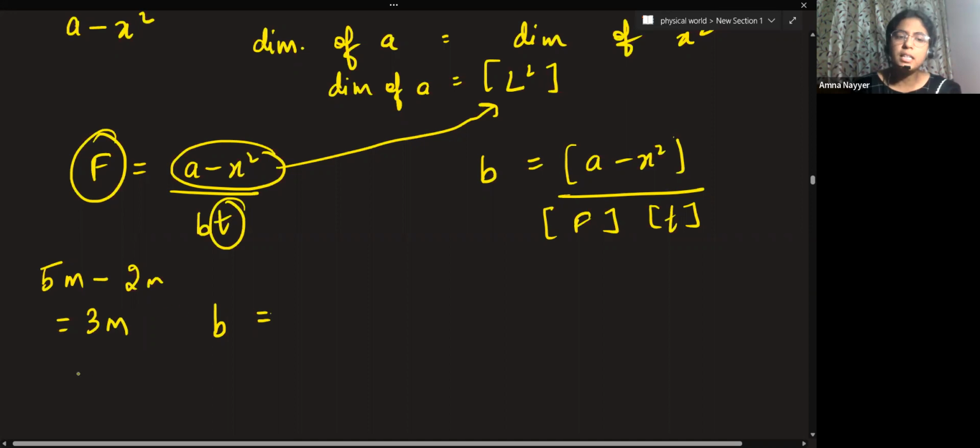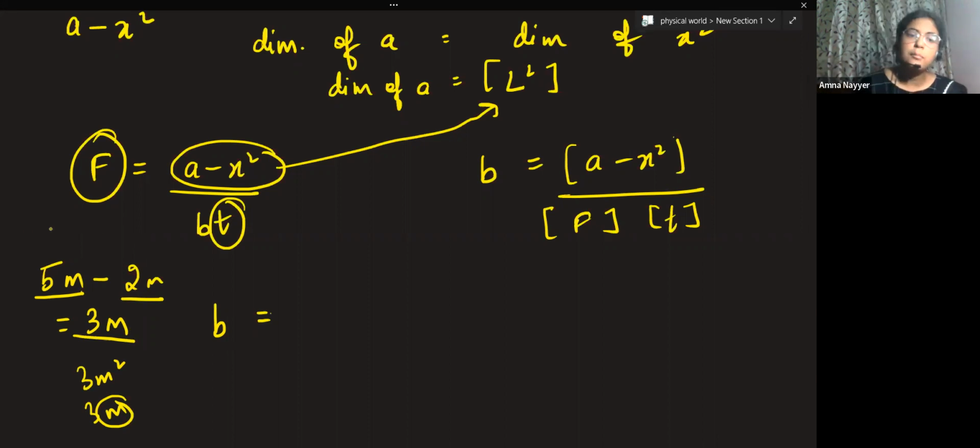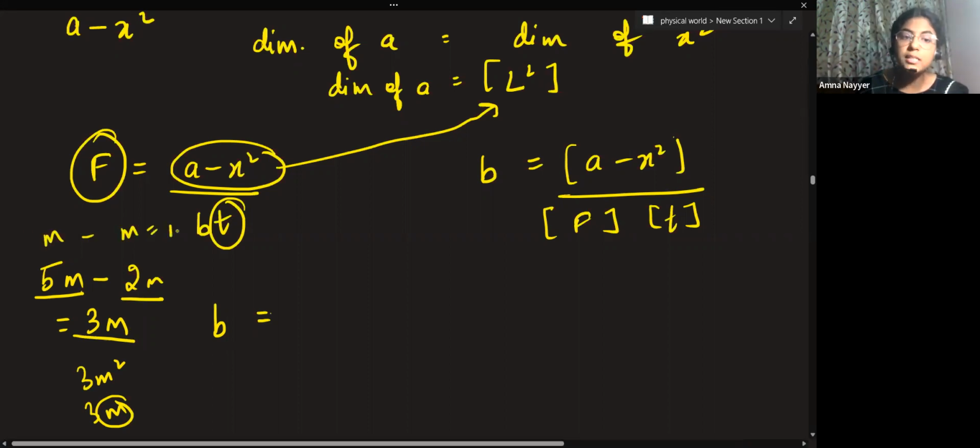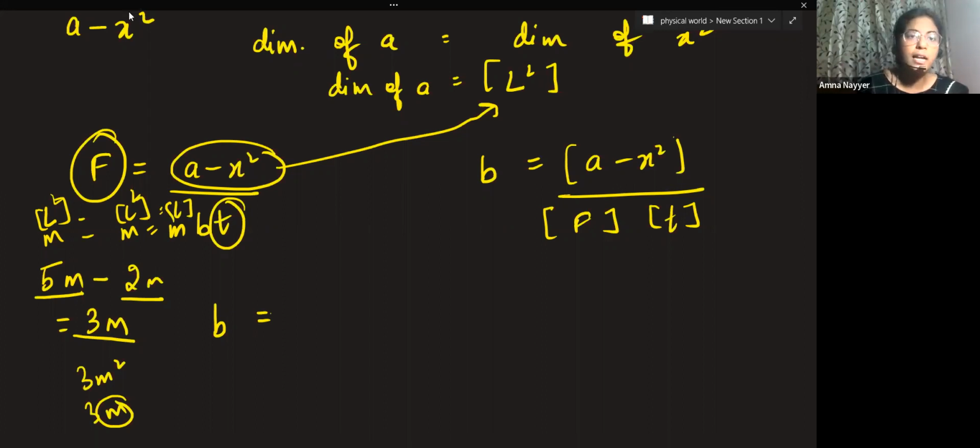So am I getting 3 meters square or 3 meters? I'm getting a single meter only, no? Even if you subtract 5 meters minus 2 meters, you get 3 meters only. So you are getting the single unit, meter. Meter minus meter gives you meter only. So length minus length will give you length only. If it is L square for both of them, then L square minus L square will give you L square only. Let me explain this again.